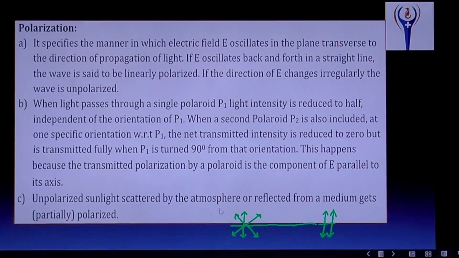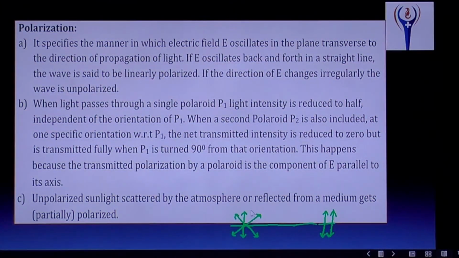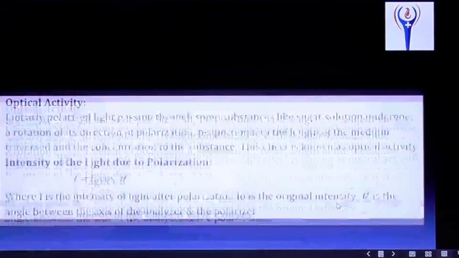Unpolarized sunlight scattered by the atmosphere or reflected from a medium gets partially polarized. This is unpolarized: vibration takes place in all directions. And in this, vibration takes place only in one direction; this is polarized. Normally, when you look at sunlight, it is unpolarized. Using sunglasses, which are polarized glass, only vibrations in one direction take place.